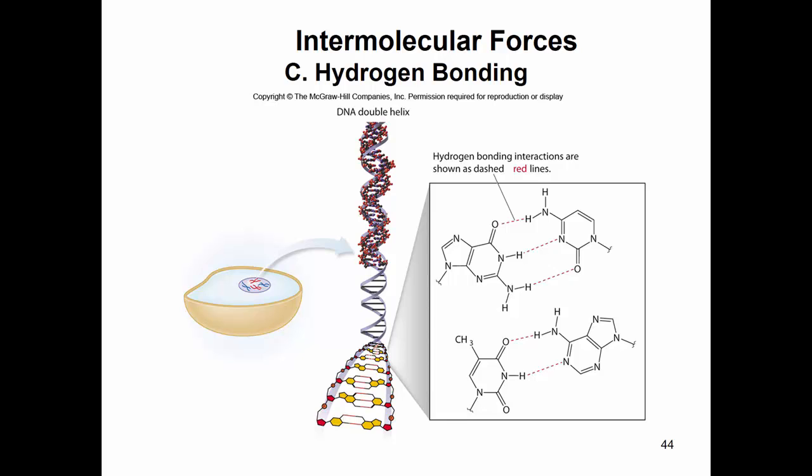A really neat example of this is in our DNA. The double helix is held together by hydrogen bonds. So this is what holds the double helix together in DNA. And so you can see here, you've got hydrogen bonding occurring between the oxygen and hydrogen, hydrogen and nitrogen, the partial negative to the partial positive.